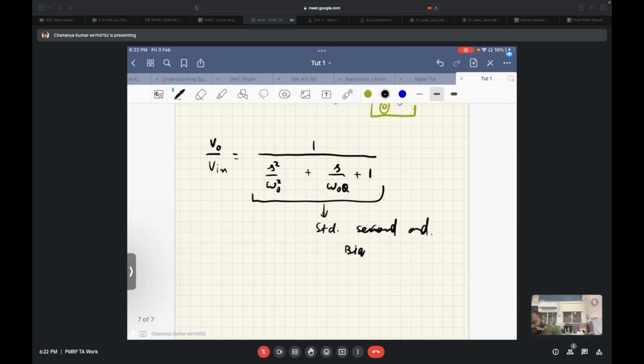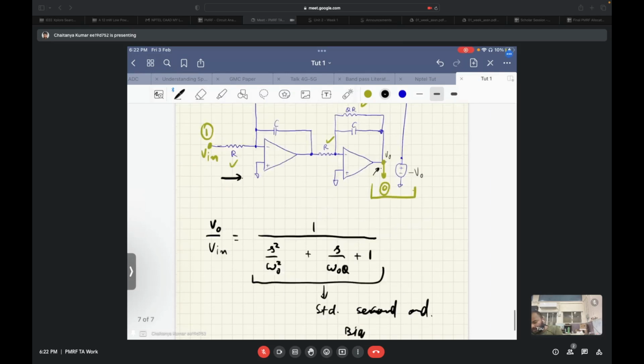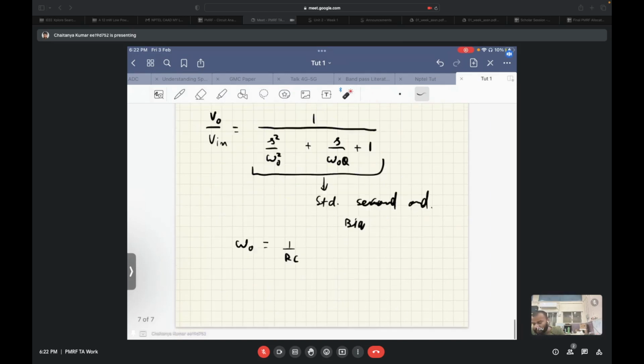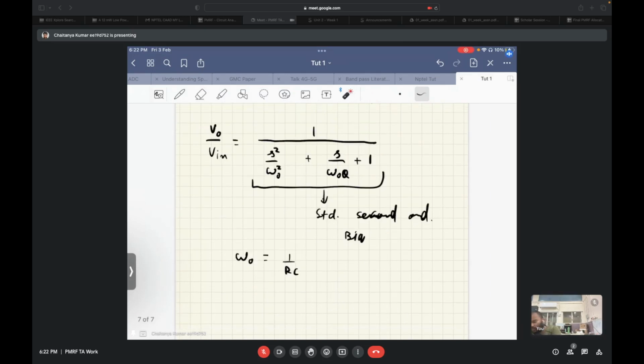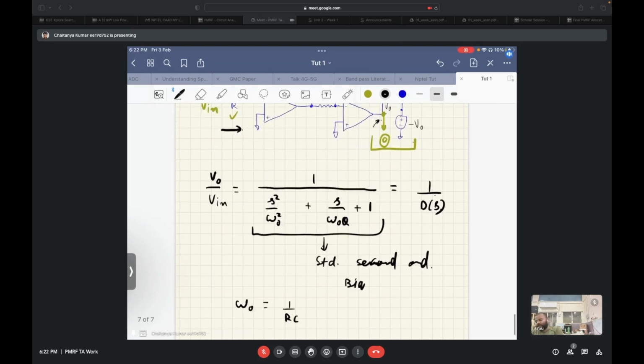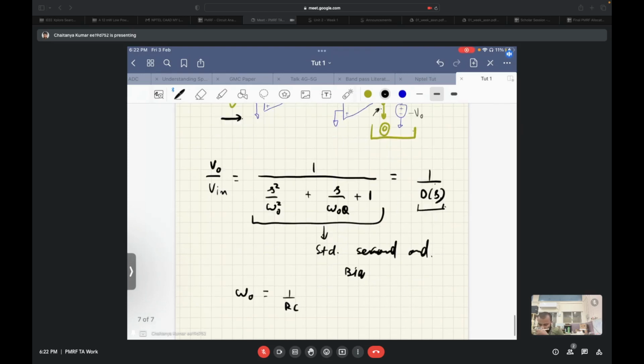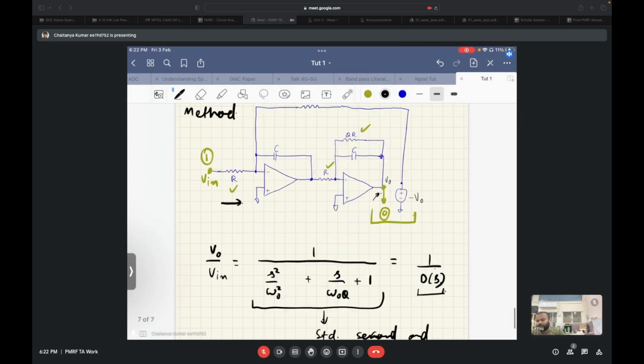So the term omega naught is equal to 1 upon RC, and the Q comes from this resistor. This is the resistor that controls the quality factor. So from there you get the Q. So we can write this as 1 upon D of S for future reference. Just keep in mind that the transfer function from input to output is a second order all pole transfer function, and we are calling its denominator D of S, which has a central frequency of omega naught, that is 1 upon RC, and a quality factor of Q.